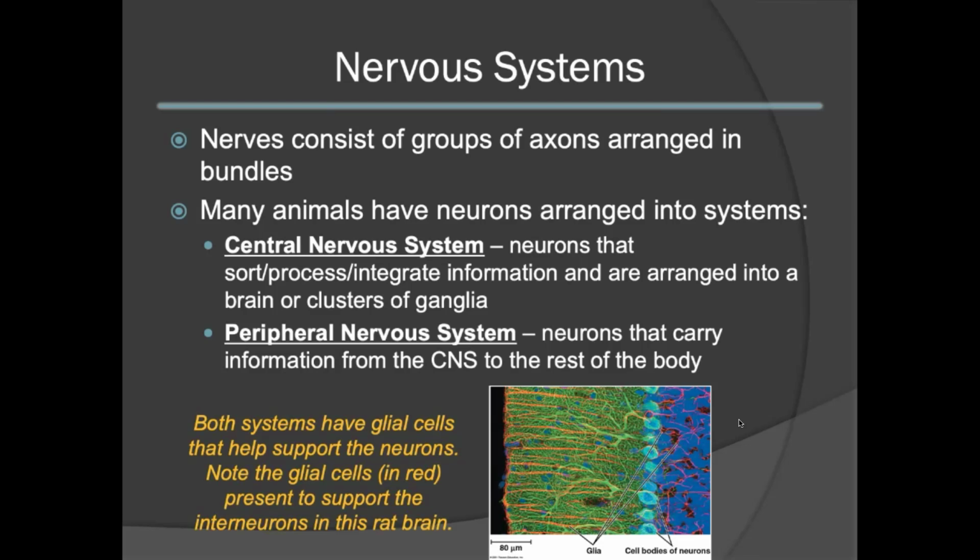Both the CNS and PNS have what is termed glial cells. These glial cells are important in supporting the surrounding neurons. Note in the image to the right, the glial cells are present in red. These support the interneurons that are present within this rat brain.